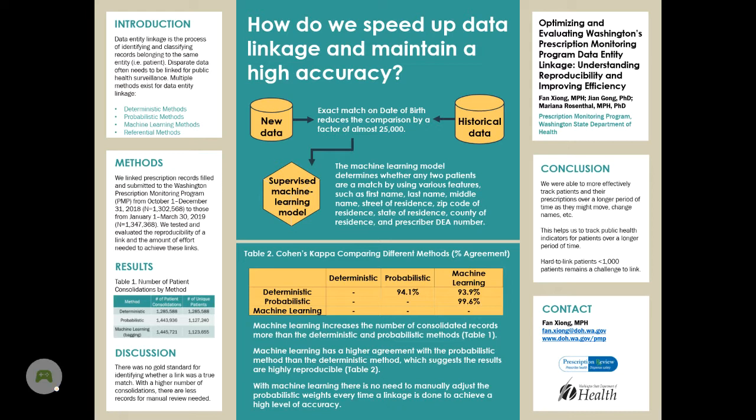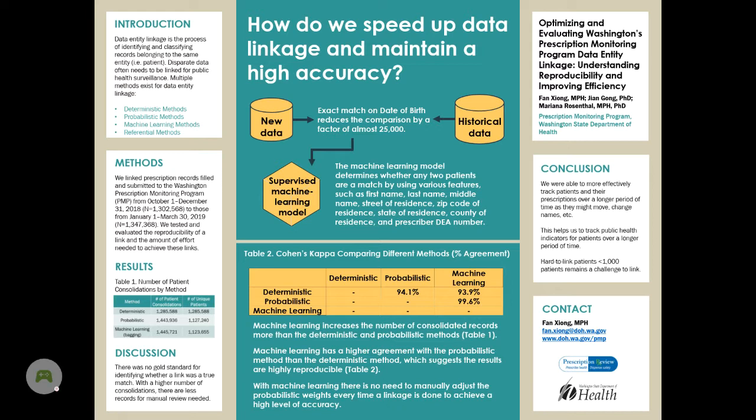not. The advantage of machine learning, in terms of what we found, was that you don't have to manually adjust the probabilistic weights every time. You don't need to know what the expected match rate is if you can assume that the training data you develop is representative of the patterns that you expect to find. And what we found in the bottom left-hand side is that machine learning had the lowest number of unique patients. That means it was able to put more records together than any of the other methods.